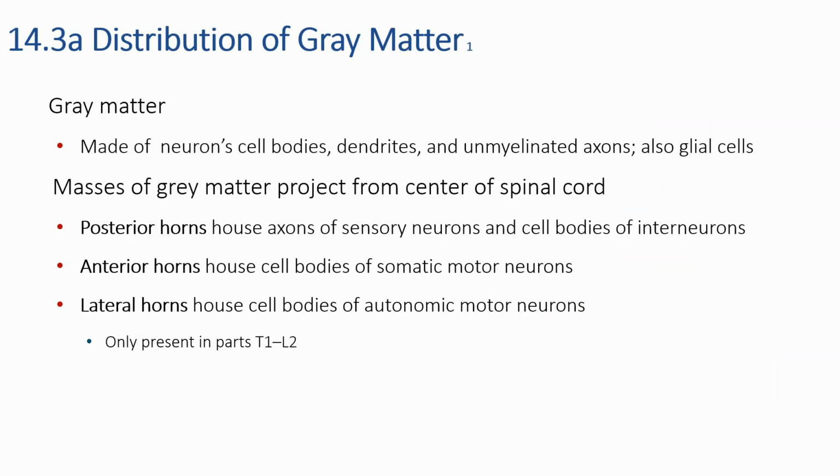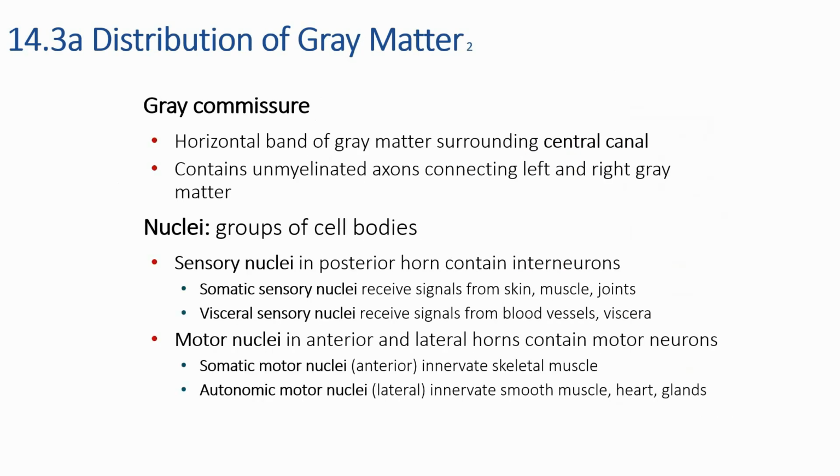Remember, the gray matter of the spinal cord consists of the posterior dorsal horns, the anterior or ventral horns, and then the lateral horns that we find only in the thoracic spine. The gray commissure is the little band of tissue that connects the two larger portions of the gray H of the spinal cord. And anytime we have a collection of cell bodies within the central nervous system, that's called a nuclei. So we've got sensory nuclei in the posterior horn and motor nuclei in the anterior horn.